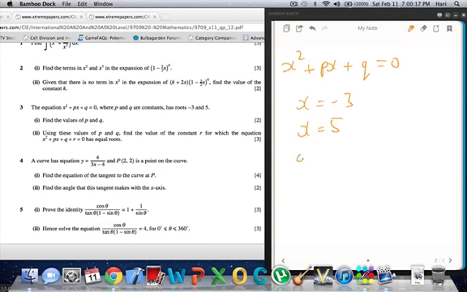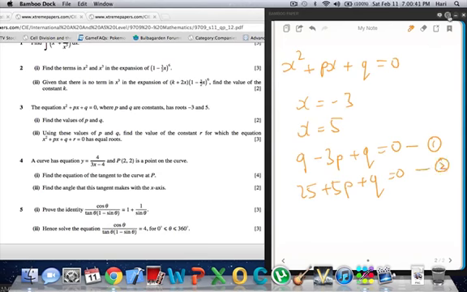So 9, which is -3 squared, minus 3p plus q is equal to 0. This is equation number 1. And substituting 5 now, we have 25 plus 5p plus q is equal to 0. This is equation number 2.